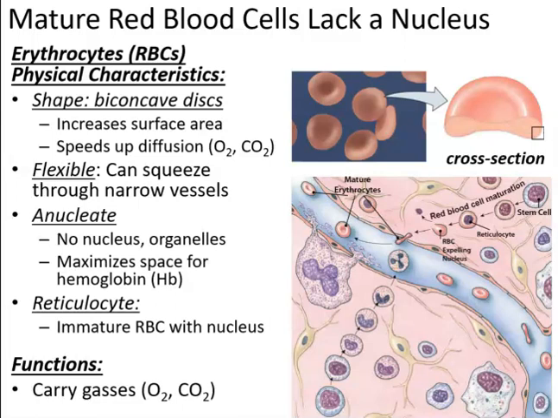Before a red blood cell matures into an erythrocyte, it is in the reticulocyte stage, and this is an immature red blood cell with a nucleus. And again, the major function of our erythrocytes is to carry gases such as oxygen as well as carbon dioxide.